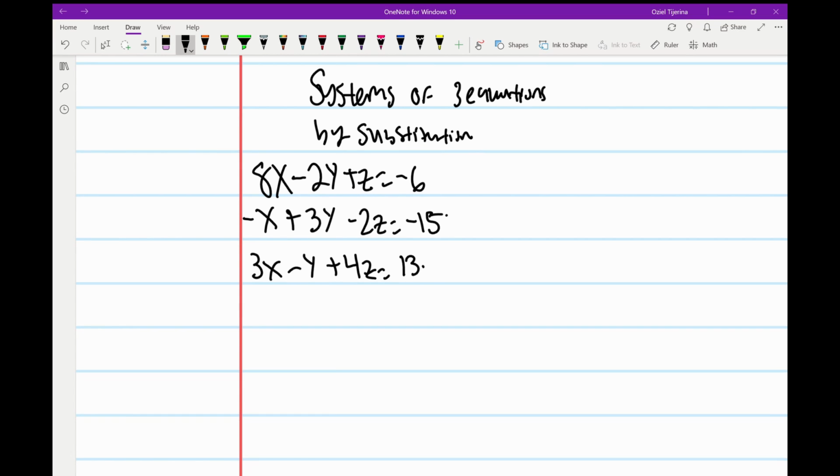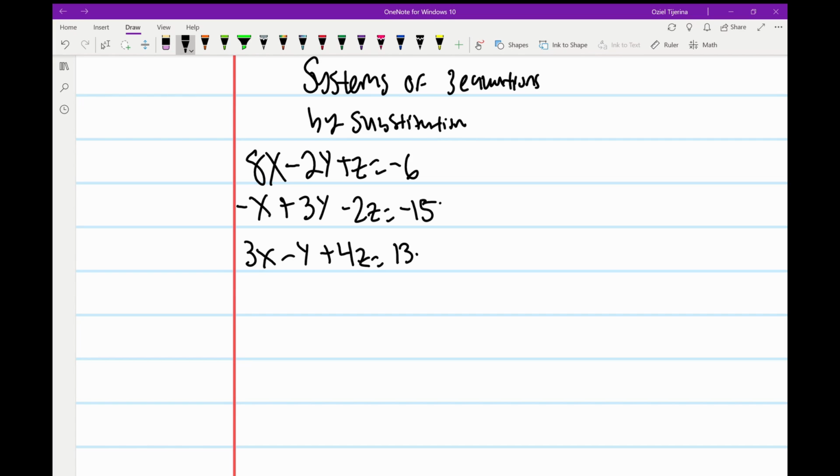Okay, so it's similar to systems of two equations, except with this one we're working with one more equation and one more variable. That variable is z, okay? So here we have three equations. What we want to do first is solve for any variable.